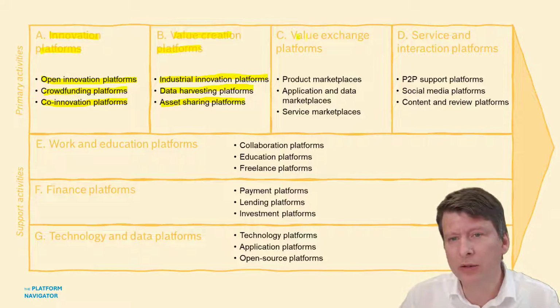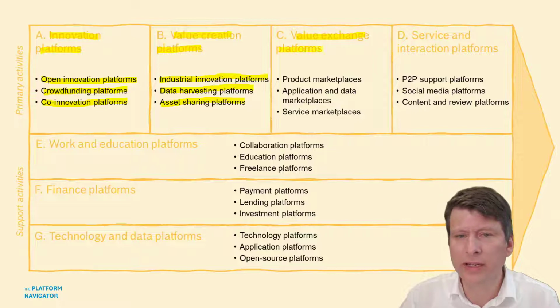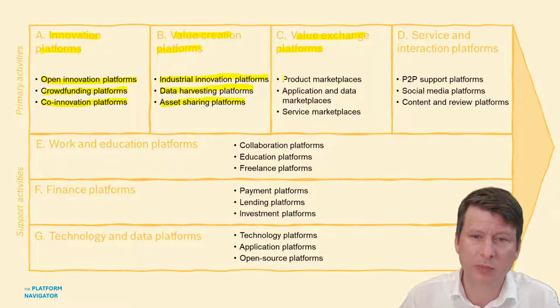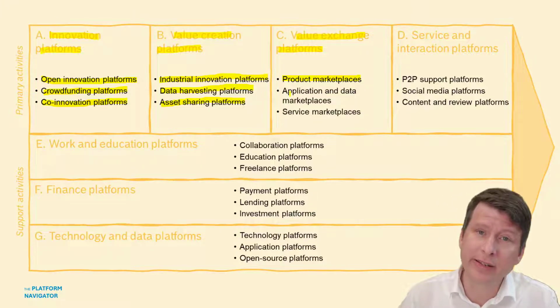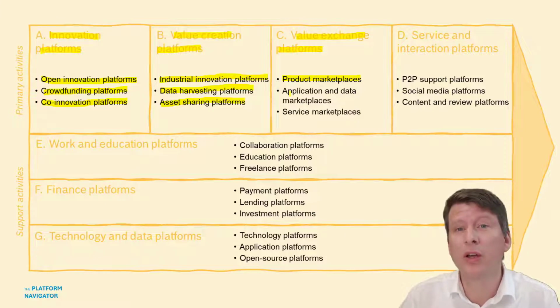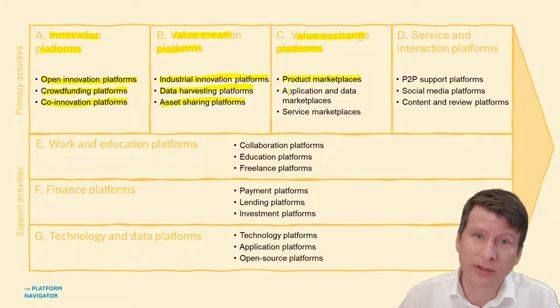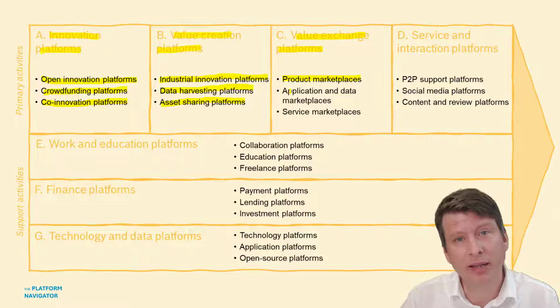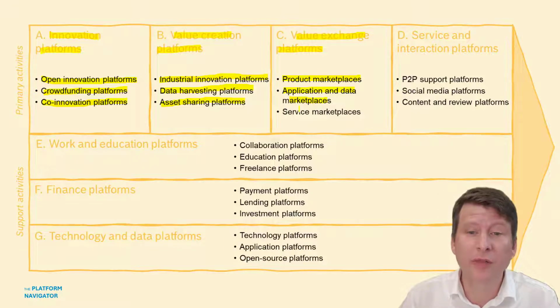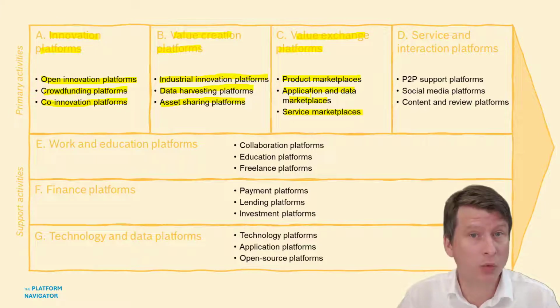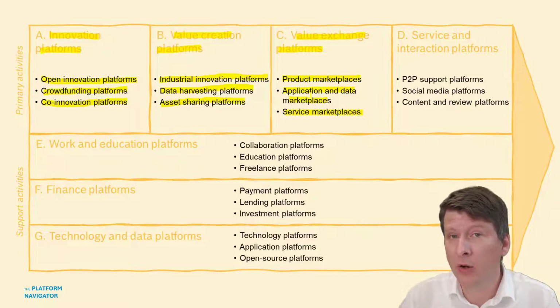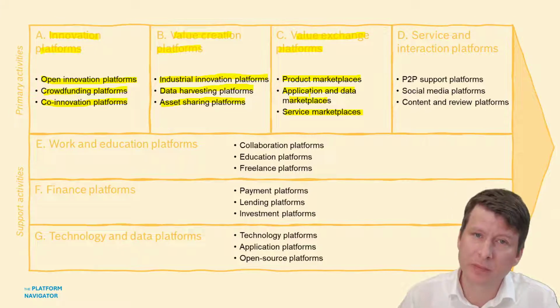In the next domain, we really start with product marketplaces. Product marketplaces like Amazon. And then we go on with application and data marketplaces. We all know the Android Play Store or the Apple App Store. And ultimately, we touch upon service marketplaces. Service marketplaces like Uber, which are well known and really diverse.